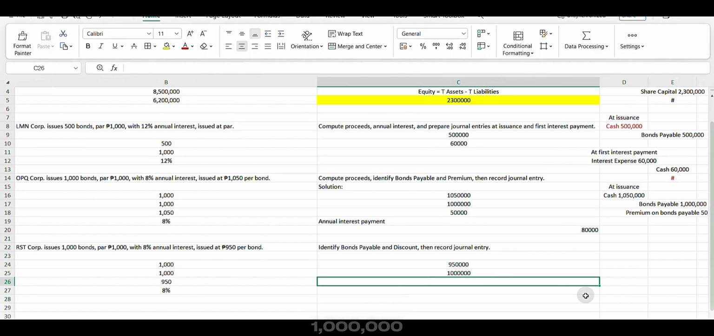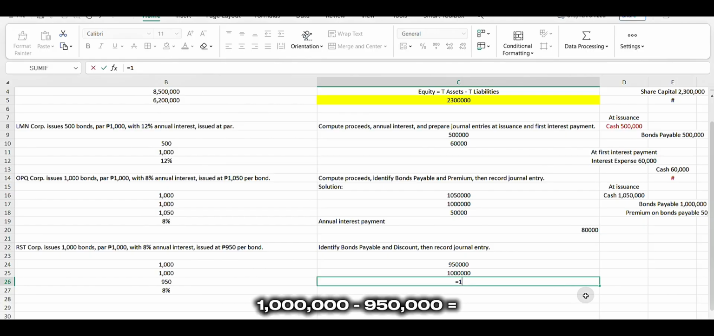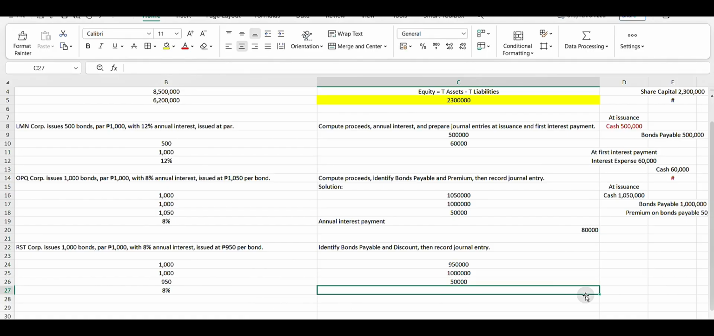Now to get the discount, all we need to do is to subtract 1 million less 950,000. And that's a total of 50,000 pesos. So again, we subtract the proceeds from the bonds payable to get the discount. Now let's move on to journalizing the entries.